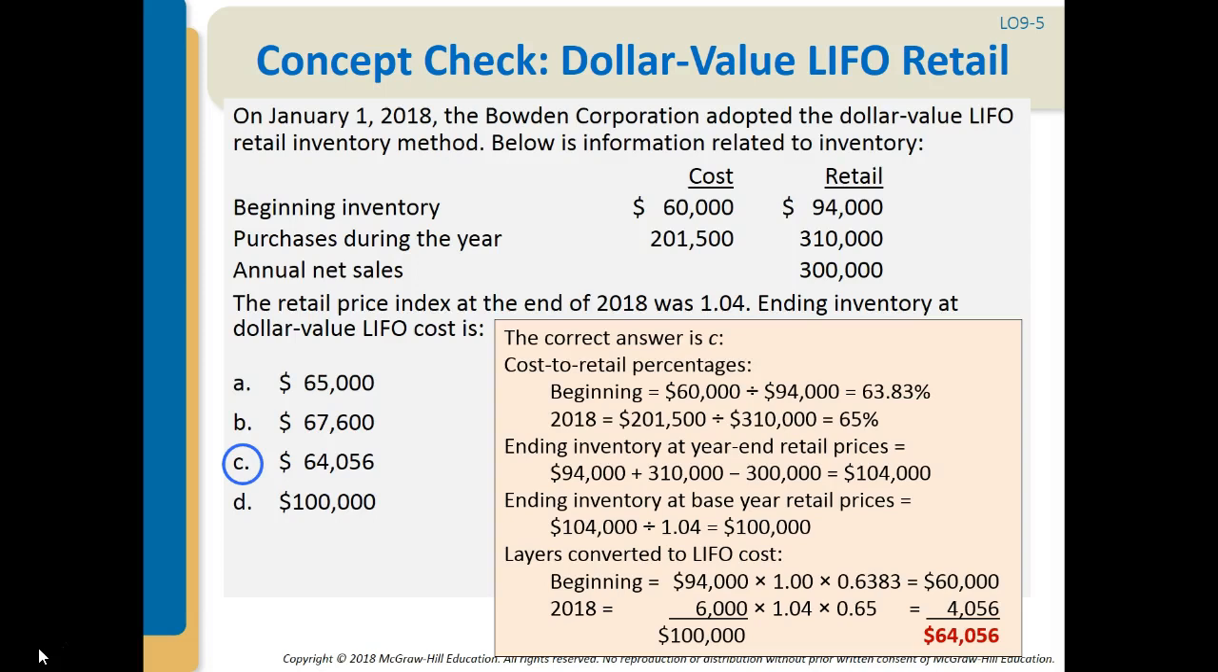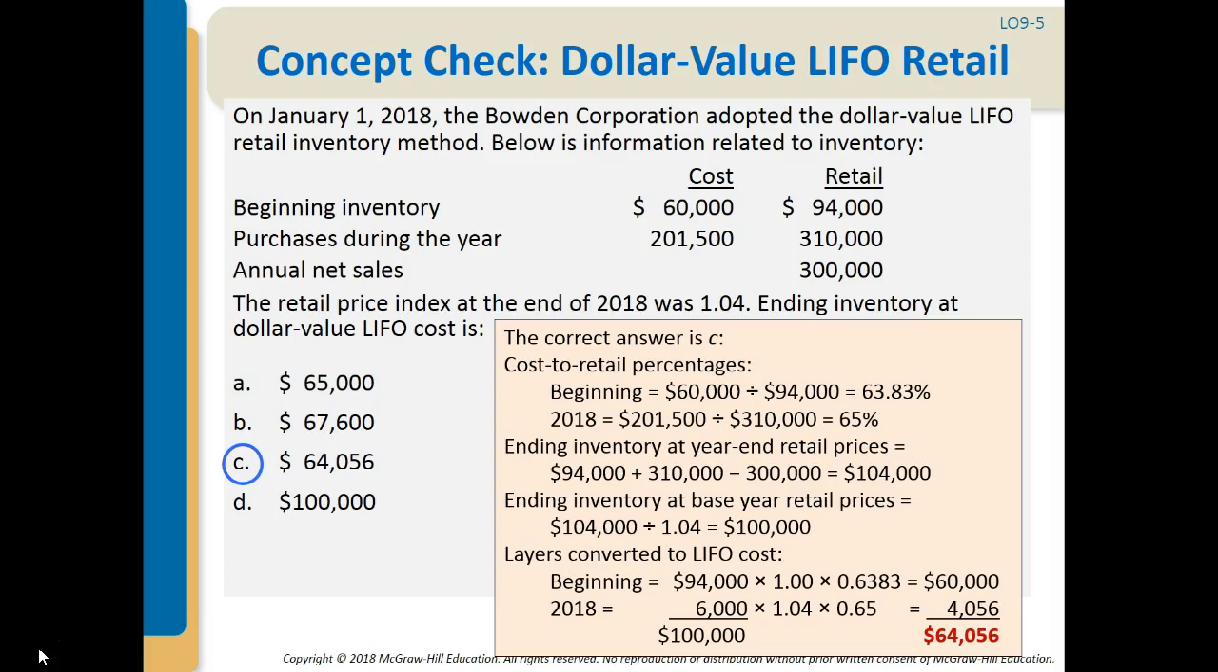The ending inventory at year-end retail prices is the 94 plus the 310 minus our sales, equals 104,000 retail value. The ending inventory at base year retail prices would be the 104,000 divided by 1.04 to give us 100,000.